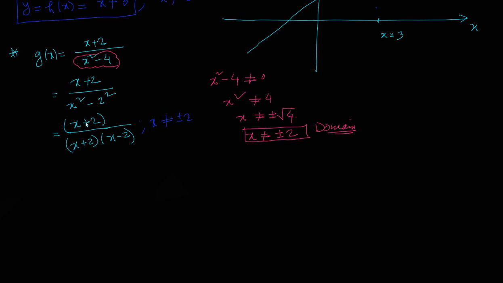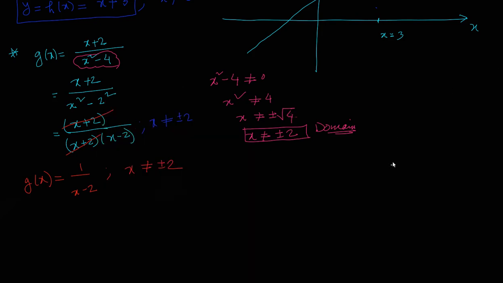So now if you notice, the x plus 2 from the numerator and the x plus 2 from the denominator cancel out each other. So what I am left with is 1 over x minus 2, and the domain criteria is that x cannot be equal to plus minus 2. All right, so this is my function.